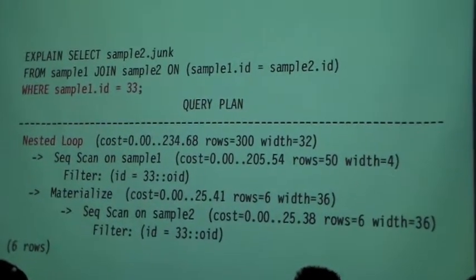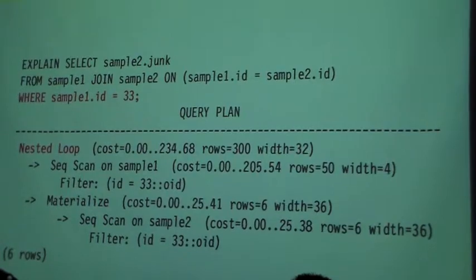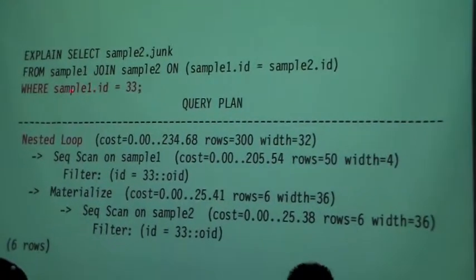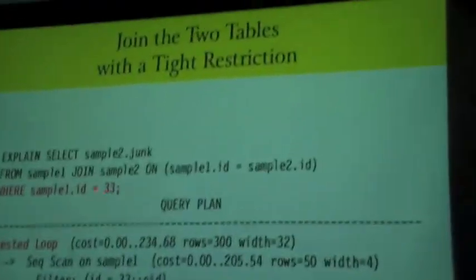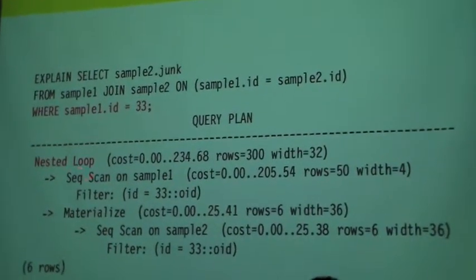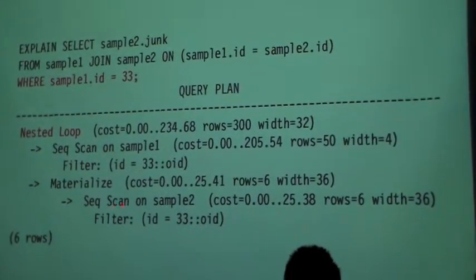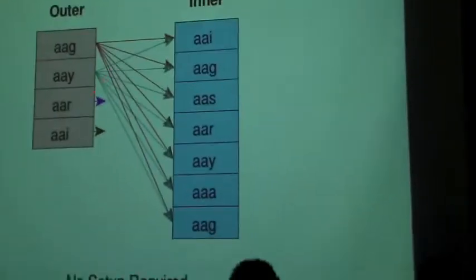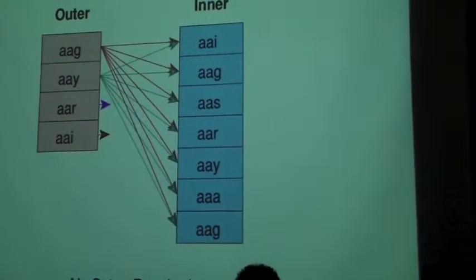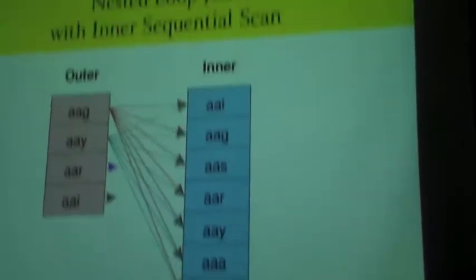So if I do this query with a where clause that's comparing sample 1 to a constant, and I'm doing sample 1 to sample 2, I get what is called a nested loop with a sequential scan and a sequential scan. It looks just like this. It's as bad as it looks. It means compare every row to every other row.